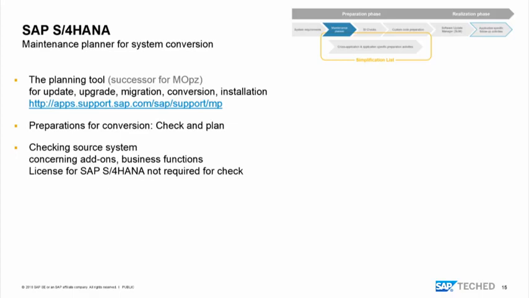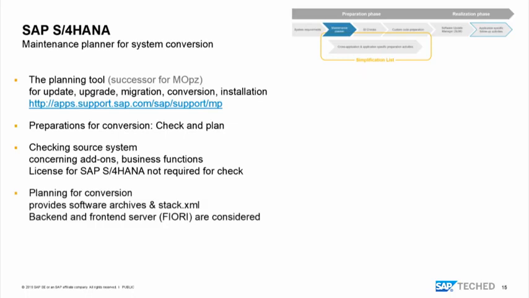And if this check is green and if your company has the license for S/4HANA, then you do the second part, that is planning, actually creating a maintenance transaction. That's how we call it. And that means you define exactly which target level, and you will get the software archives for S/4HANA in the download basket and this famous stack XML, this kind of recipe that is required later by the software update manager that is expecting this. This planning for the conversion will consider the software for the front-end server as well already. So that is part of it.